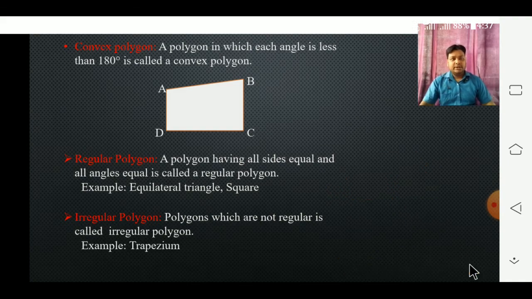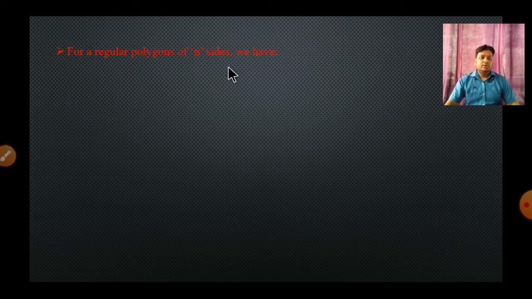Okay, students. Now let's see the formula. If there is a regular polygon of n sides, then we can apply the formula of exterior angle. To find the exterior angle, we will use the formula 360 degrees by n. And here n is the number of sides of the regular polygon.